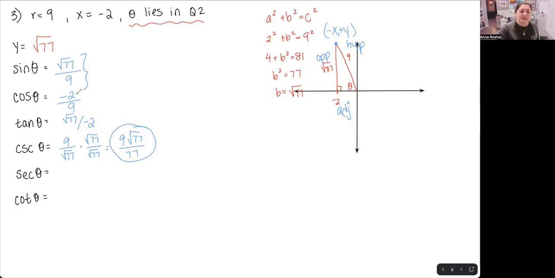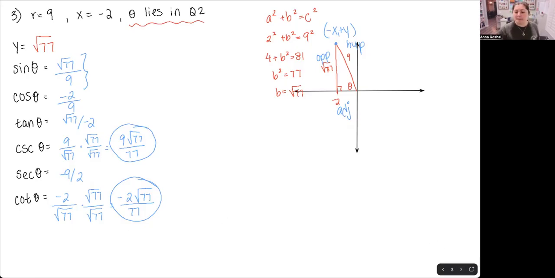Okay, secant we know is the opposite of that. So I'm going to have -9 over 2, just make the whole thing negative. And then this is going to be -2 over root 77. Again, I cannot have a radical in the denominator. I need to absolutely get rid of that radical by rationalizing the denominator. And I'm going to be left with this disgustingness.